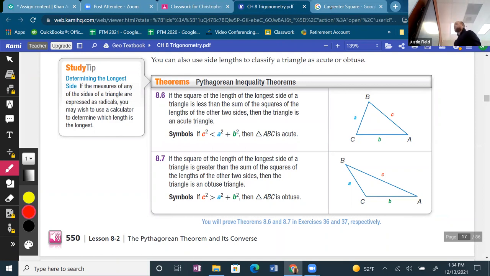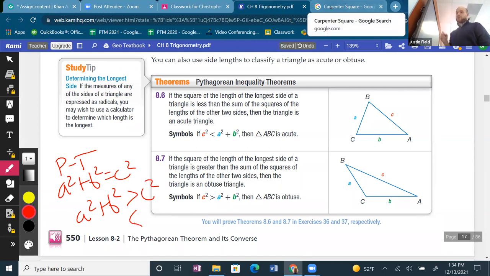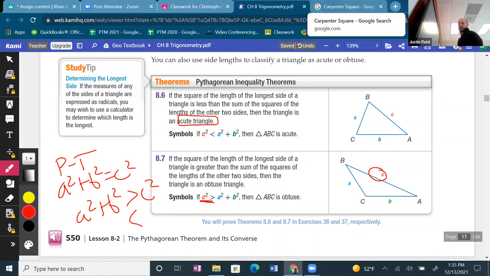So there are all these corollaries because of the Pythagorean theorem. So what does this say? Well, we know that the Pythagorean theorem says a squared plus b squared equals c squared. But what if a squared plus b squared, when you add them together, are greater than c squared or less than c squared? Well, that means something too. If c squared is less, then you have an acute triangle. And if c squared is greater, so that c side is so long that when you square it, it's bigger than the other two put together, that's because you have an obtuse triangle.